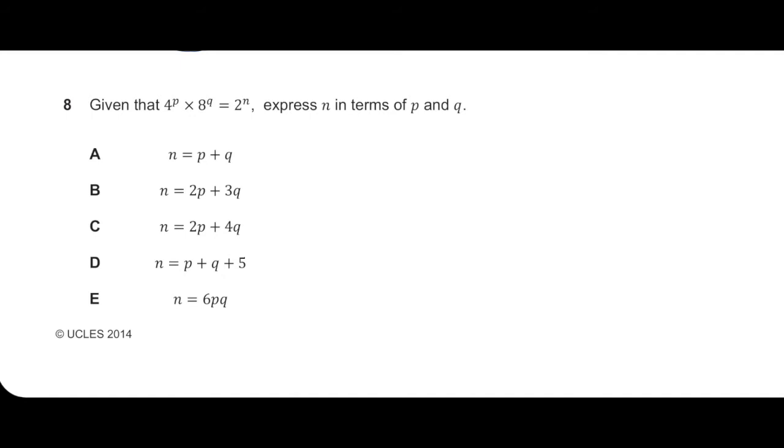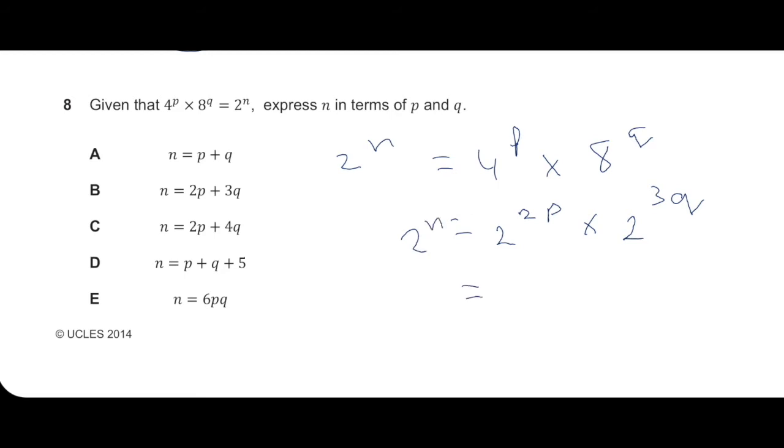Question number 8. Given that 4P times 8Q is equal to 2N, express N in terms of P and Q. So, 2N is equal to 4P times 8Q. This question assesses your understanding of indices. So now I'm going to rewrite the right hand side of the equation. I'm going to write it as 2P times 3Q is equal to 2N, which is also equal to 2P plus 3Q.